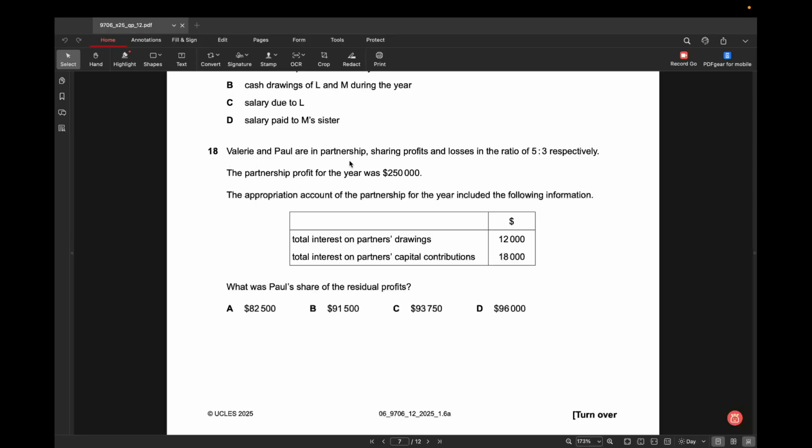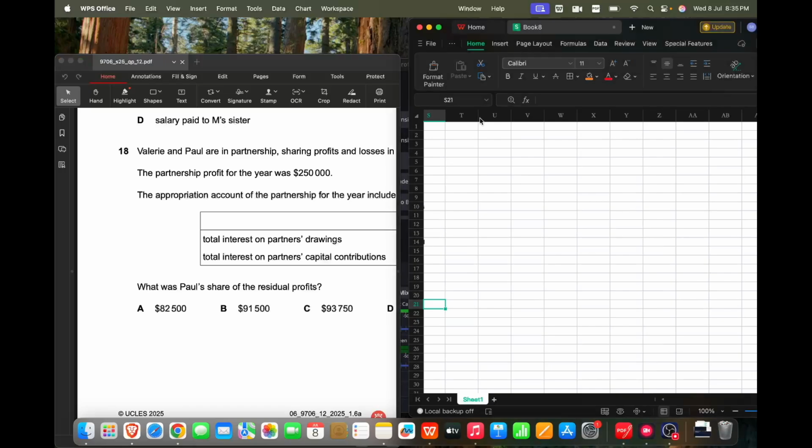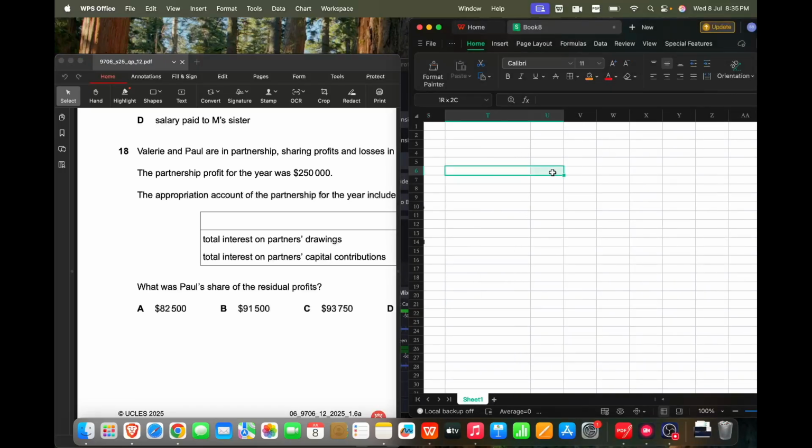Valeria and Paul are in partnership, sharing profit and losses in the ratio 5:3 respectively. The partnership profit for the year was 250,000. The appropriation account of the partnership for the year includes the following information. Total interest on partners' drawings 12,000. Total interest on partners' capital contribution 18,000. So what was Paul's share of residual profit? Simple. We'll prepare an appropriation account extract.